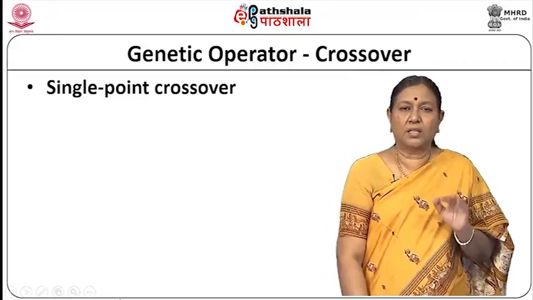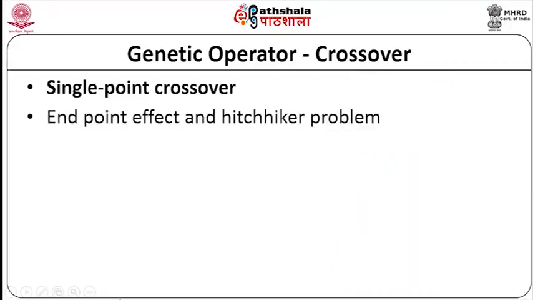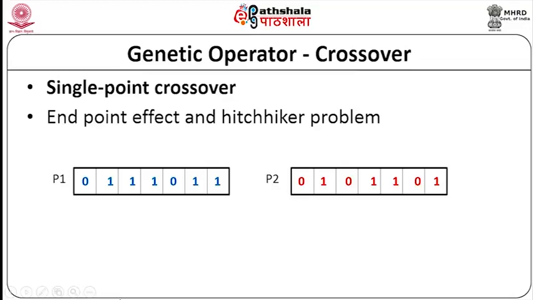So, crossover: you have single point crossover and multi point crossover. First let us look at single point crossover. It has an endpoint effect and hitchhiker problem. We will not discuss the problem. It is a problem that arises because of considering both parents exactly as they are. So, let us assume this is parent 1 and this is parent 2. This is just binary encoding.